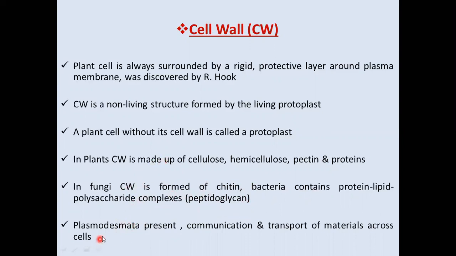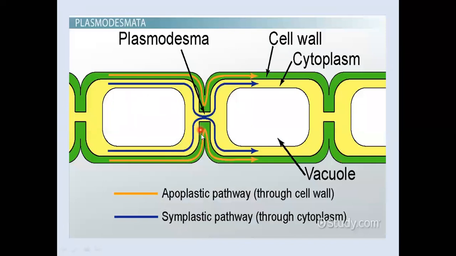Also, the cell wall contains plasmodesmata. Plasmodesmata are pores present in the cell wall, and they help in communication between cells and transport of materials across cells. So the pores present in the cell wall are known as plasmodesmata. In this structure you can see here, this is one cell, this is another cell, and you can see this yellow line. This is plasmodesmata, and you can see here the cell wall and cytoplasm.